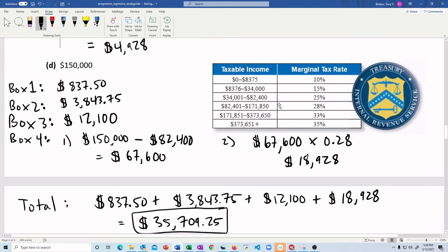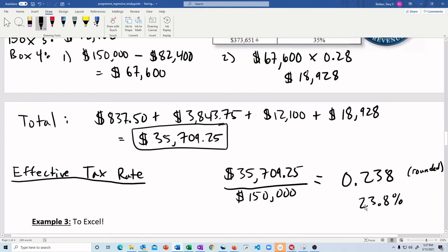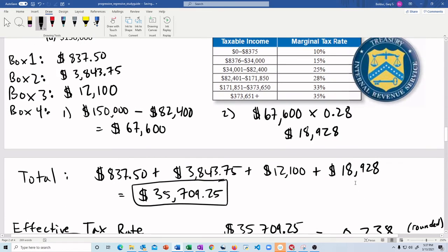So if you just tried to use that way of thinking that if you're in this box, you're going to pay this percent, that's not what happened. You didn't pay 28% in taxes. You paid 23.8%. So it's not that way. We have to break it up into these pieces and get taxed at these individual marginal tax rates.